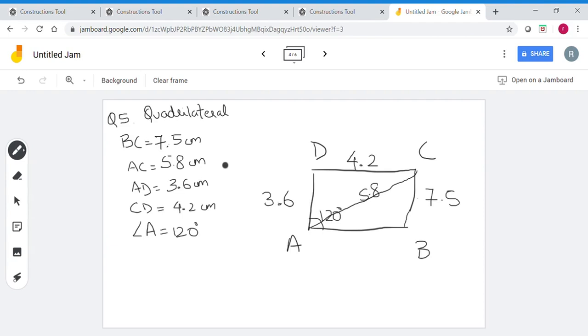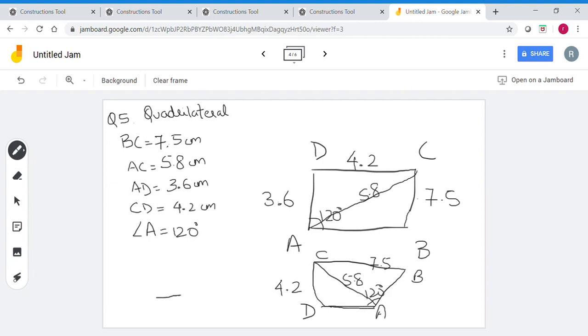So let me take AD as the base. Let me take AD as the base and A is 120 degree and so this is B somewhere here, C somewhere here. What else do I know? AD is 3.6, CD is 4.2, AC is 5.8 and BC is 7.5. So how will I construct? Let me first construct AD. So let's start. I will construct AD.